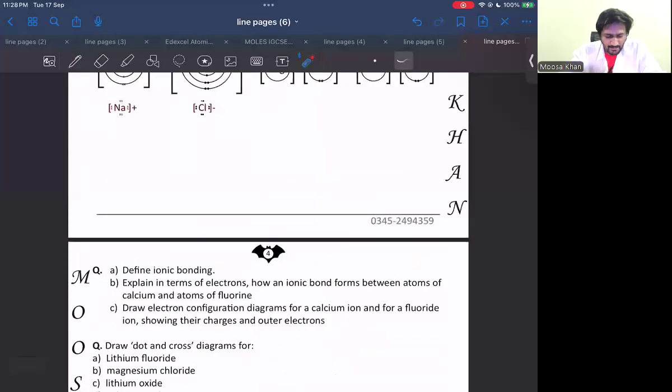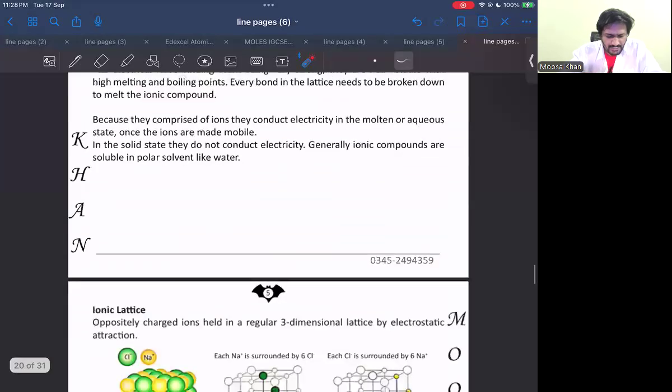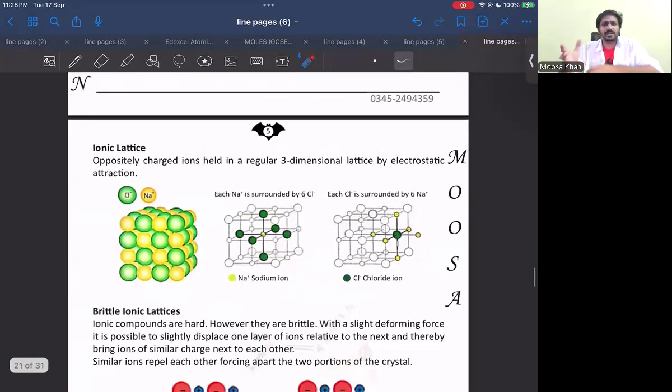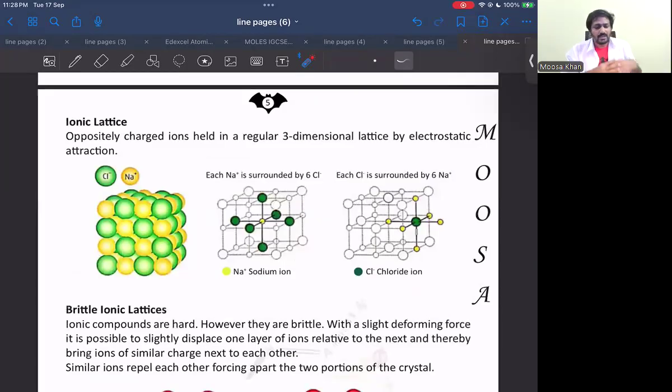So what are the physical properties of ionic compounds? Before studying physical properties, you have to understand the structure of an ionic compound. An ionic compound has a giant ionic lattice, right? We do not have only one cation or one anion attracted to each other.